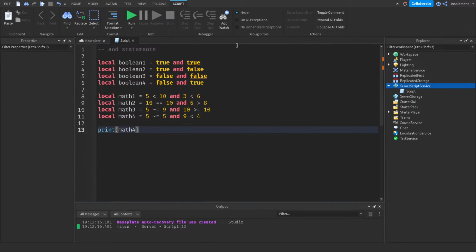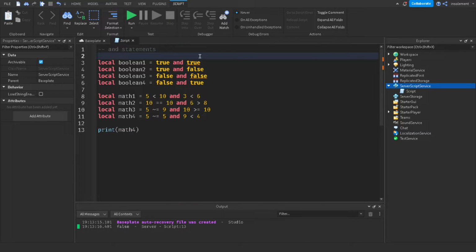So yeah, that's generally what and statements are. Both sides need to be true. Boolean expressions need to be true in order for the entire statement to be true. Okay, let's do OR statements.